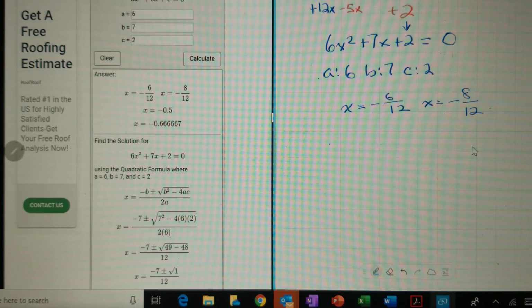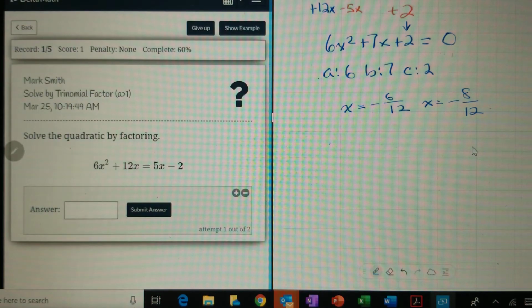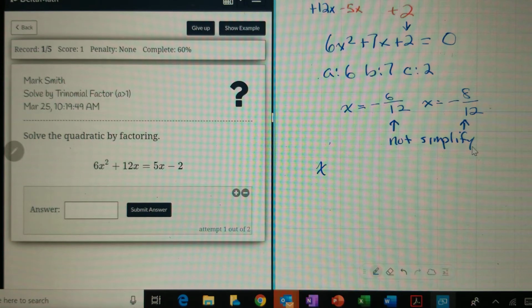Those are correct answers, but I'm pretty sure that Delta Math will not take them because you might notice they are not simplified. All right, so these are not simplified, and we could simplify both of them. We can simplify this first one because we see that we can divide both of these by 6. So x equals negative 6 over 12. We can divide the top and the bottom by 6, and we get 1 over 2.